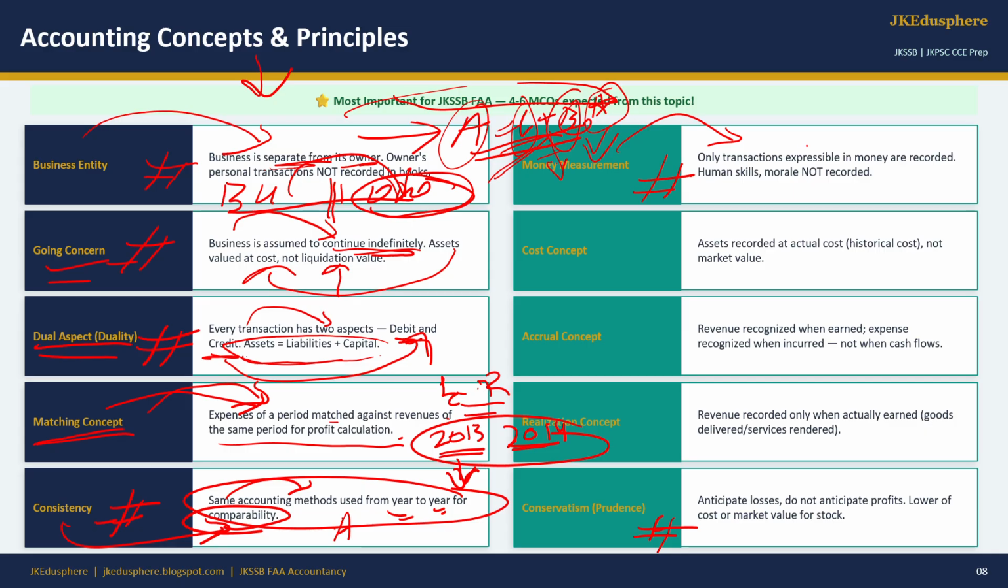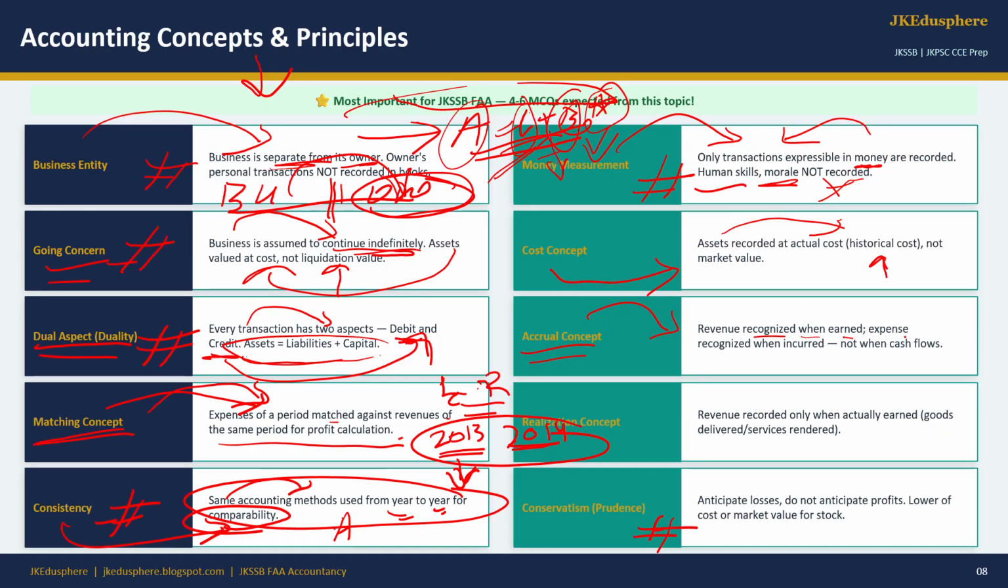So next part is measurement concept. Only the transactions that are recorded in money can be taken into consideration. Human skills or morale is not recorded, all right. So cost concept is assets are recorded at actual cost, not at historical cost. Not that important for us.